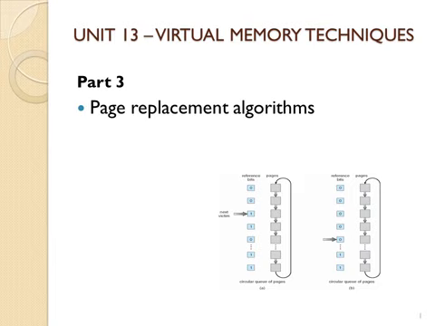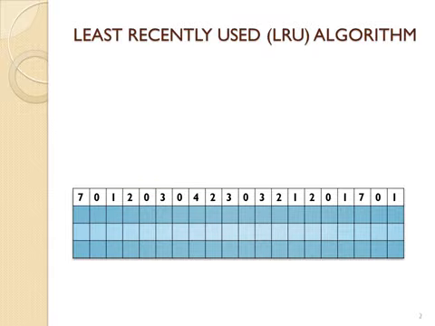Welcome to Unit 13, Part 3 on more page replacement algorithms. So in the last video we did first in, first out and optimal page replacement with this same reference string. And we noticed that first in, first out gave 15 page faults and optimal page replacement gave 9 page faults, and that's why it's called optimal.